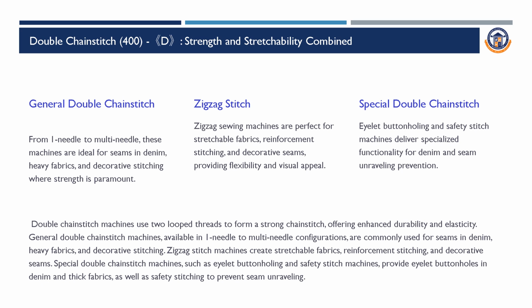Secondly, zigzag stitching machines are used for stretchable fabric production. That means these machines are specifically equipped for manufacturing stretchable fabric garments, because they provide reinforcement in the stitching and decorative seams, giving flexibility and visual appeal. These stitches will never deteriorate the stretchable behavior of the fabrics.